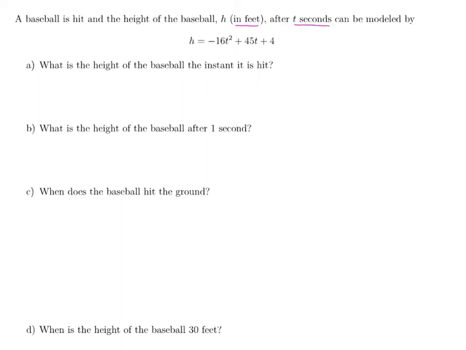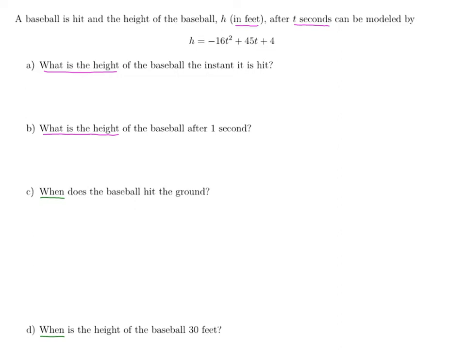As we look at these 4 questions, it's important to note what's being asked. The first 2 start with, what is the height? So we are to find a height in each of those first 2 questions. The second 2 questions, however, start with when. And when is referring to time. So we need to find a specific time for which, in the first one, the baseball hits the ground, and in the second one, when the baseball has a height of 30 feet. Okay, so now that we've identified those, let's get started with this first question.